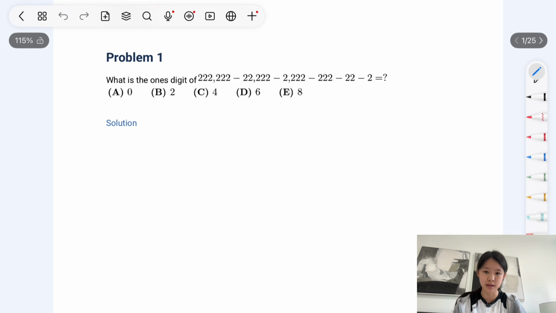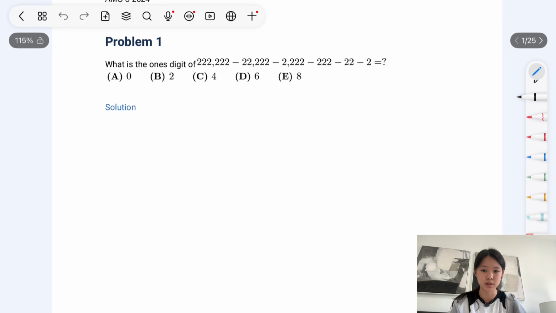Question 1 asks us, what is the ones digit of this equation? So this is a relatively simple problem. What you can do is calculate the ones digit for each of the adjacent calculations, and then based upon that, you can just keep going on.